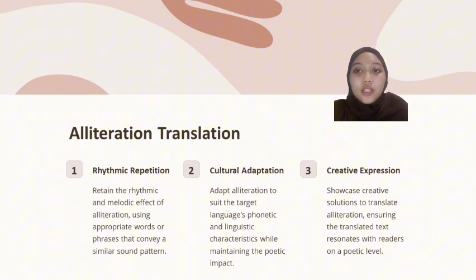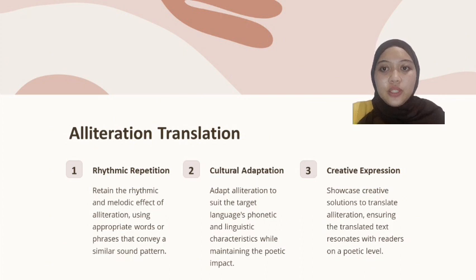The second one, cultural adaptation. This approach involves adapting alliteration to suit the target language's phonetic and linguistic characteristics while maintaining the poetic impact. For example, if the original text contains alliteration using the letter P, a translator might use alliteration using a different letter in the target language if that sound is more prevalent in the language.